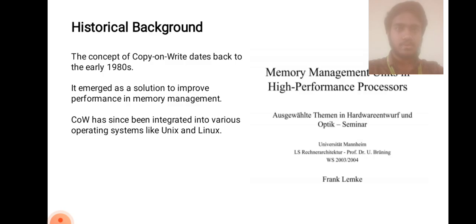Historical background. The concept of copy on write dates back to the early 1980s. It emerged as a solution to improve performance in memory management. Copy on write has since been integrated into various operating systems like Unix and Linux, memory management systems, and high performance processors.